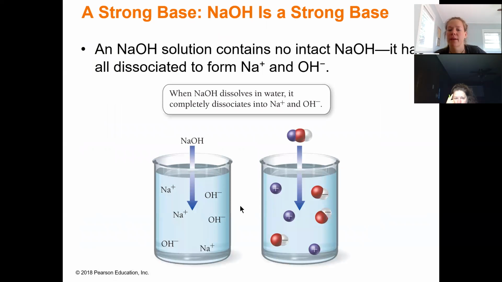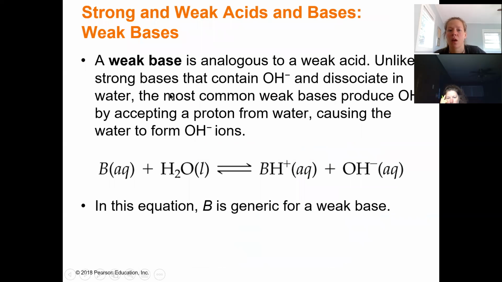So NaOH, there we go. We throw it in solution, and every sodium and every OH breaks apart. This OH-, again, is what is giving you the basic qualities of the solution. A weak base is analogous to a weak acid, unlike a strong base that contains OH and dissociates in water. The most common weak base will produce OH- by stealing a hydrogen from the water, or accepting a proton.